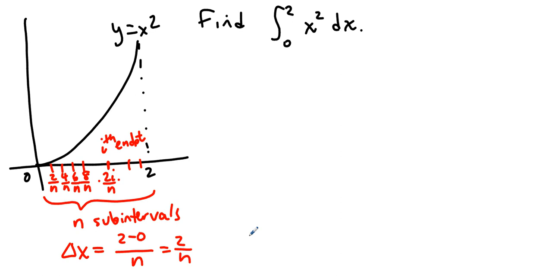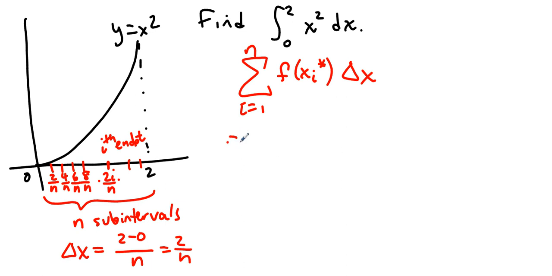So we're going to set up our sum. I'm going to take the sum, as i goes from 1 to n, of f of x sub i star times delta x. That's a sum, as i goes from 1 to n, of f of our special place, f of this. So how do you find f of this? Well, you take that and you stick it into the function.